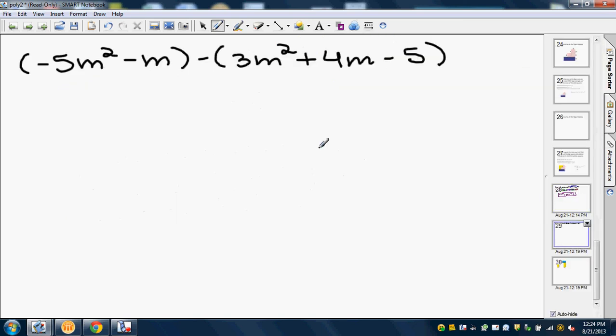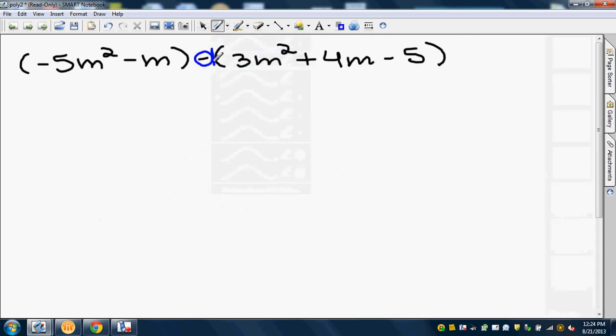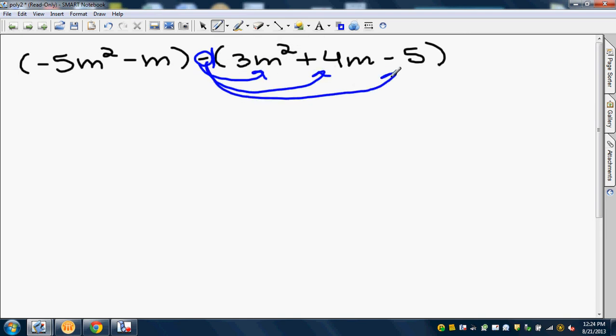Okay, so now let's look at a subtraction problem. As you can see here, I have this negative sign. This is like distributing a negative 1, and I'm going to have to distribute it to everything that is inside the parentheses here. So when I do that, that's going to give me negative 5m squared, because there's nothing out here to distribute, minus m. So I can get rid of those parentheses. Then I have negative times, this is like a positive, 3m squared, so it's going to be minus 3m squared. Then I have a negative times this positive, so it's going to be minus 4m. Then I have a negative times this negative, which makes it positive.